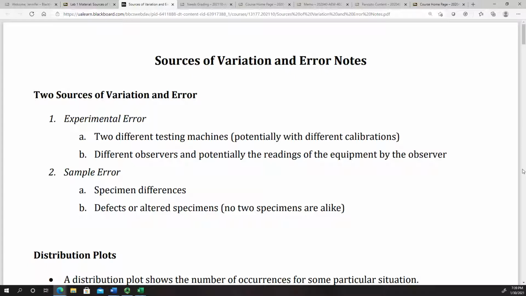So one thing to think about in terms of working with the experiment is which of those do you think is going to be more of an issue in terms of our differing values that we may get.